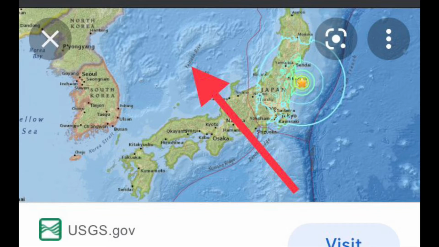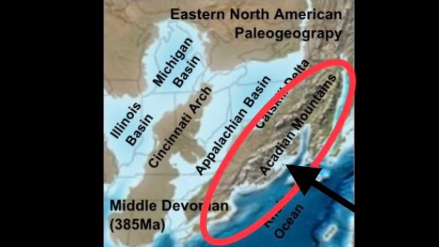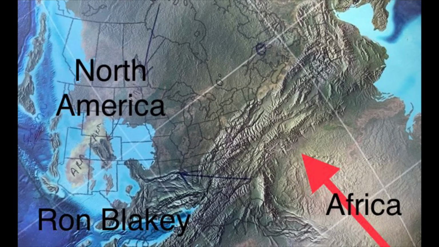So there are three kinds of crashing events that I know about. First of all, there's where an island arc, like the islands of Japan, crashes into the mainland. The second kind is where a microcontinent, like the Acadian microcontinent, crashes into the mainland. And then the third kind is where a continent crashes into another continent.